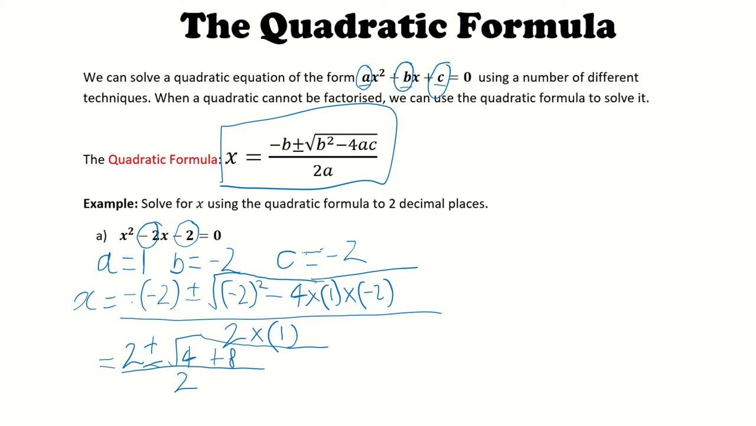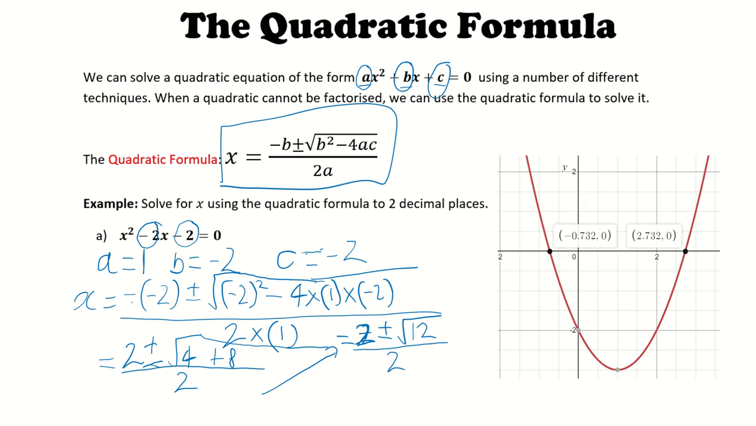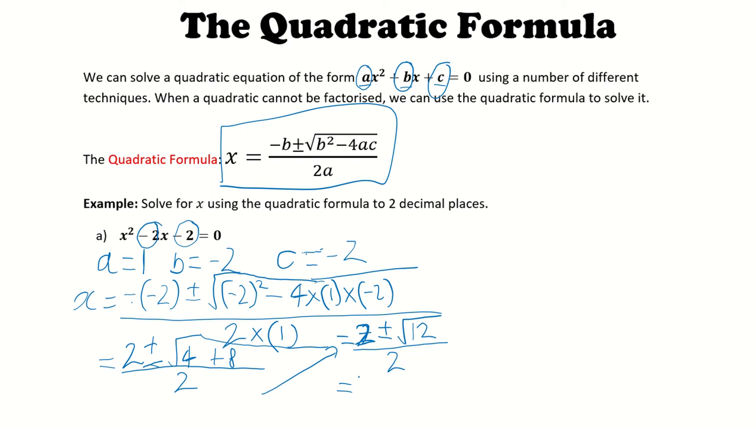So we're going to have 2 plus or minus the square root of 4 plus 8. And guess what? We can simplify that slightly more. And we'll get 2 plus or minus the square root of, what's 4 plus 8? 12. So 2 plus or minus the square root of 12, divided by 2. So our two solutions are 2 plus square root 12, and then divide by 2, or 2 subtract square root of 12, divided by 2.